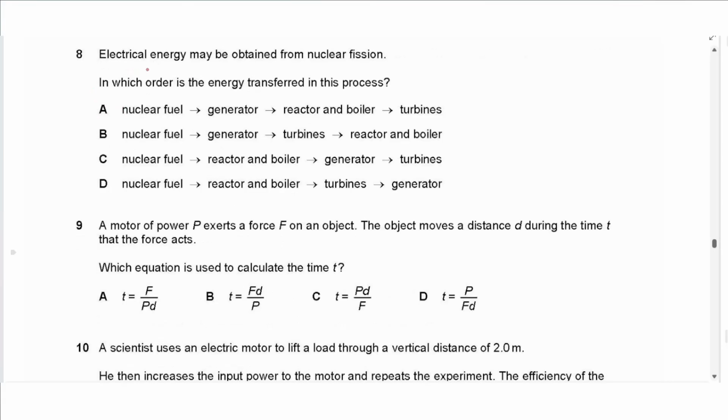Question 8 says, electrical energy may be obtained from nuclear fission. In which order is the energy transferred in this process? So nuclear fuel, yes, then reactor and boiler, not generator directly. Then turbines that rotate the generator, because the boiler creates steam and the steam turns the turbines and the turbines in turn rotate the generator, so the answer is D.